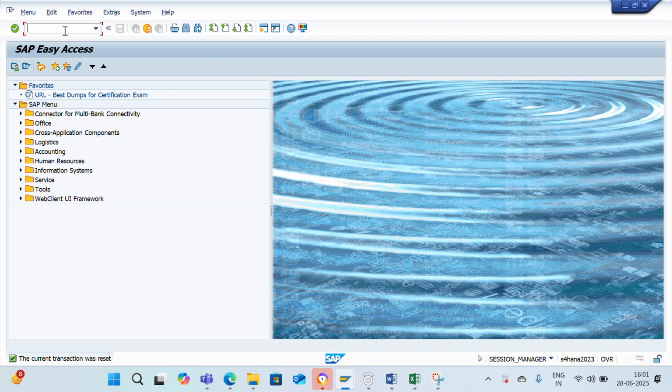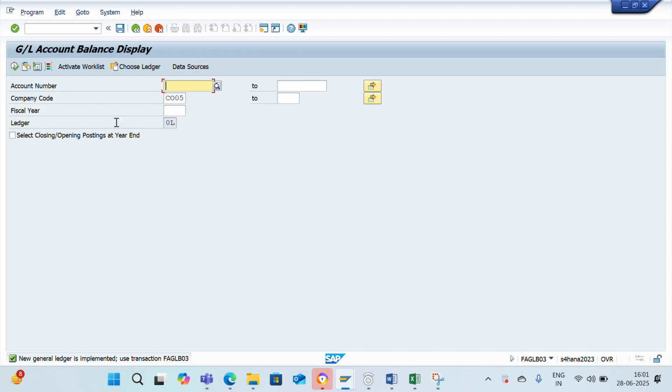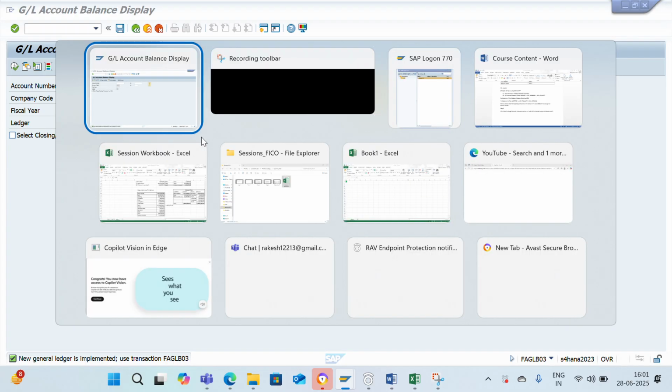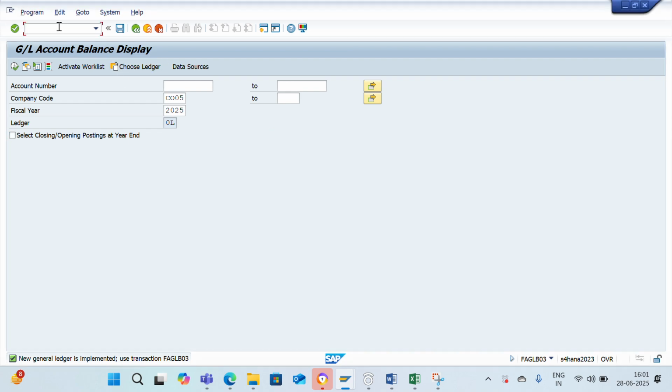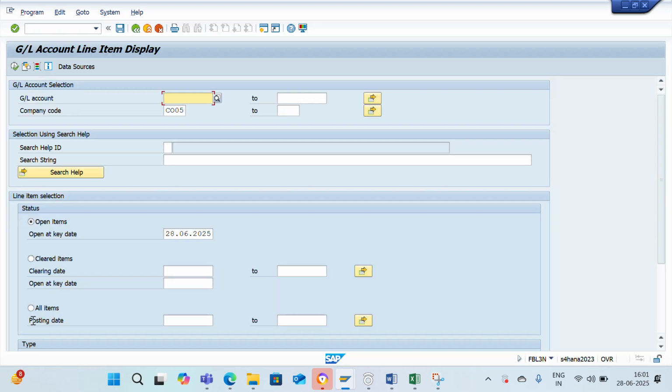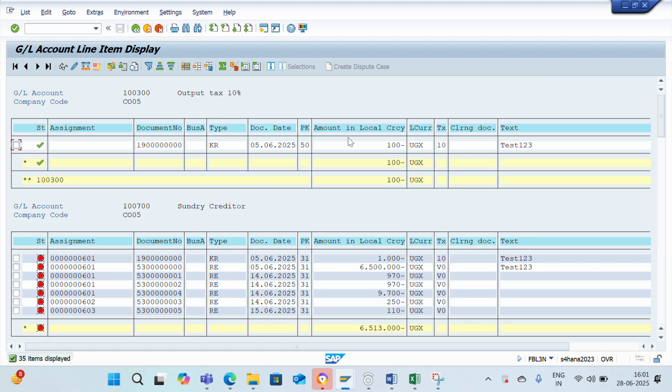The first report that we have in our list is FS10N. Here also we give the GL account numbers and the fiscal year as on which we want to see the balances, and I want to see for a particular GL account. So let me first execute the line item report and take the balance of any one GL and show you. You see the balance in 100300 GL is 100 UGX.